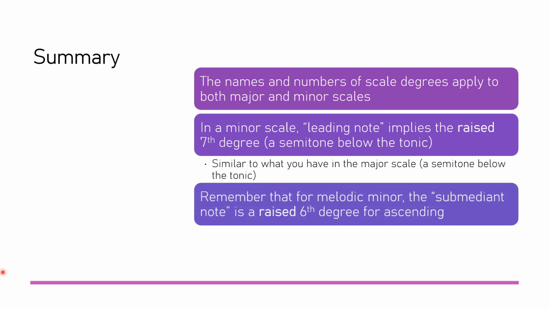Lastly, remember that for the melodic minor, the submediant is a raised 6th when ascending. Of course, in addition to the raised 7th, you also raise the 6th degree. So the submediant is raised for the melodic minor, but when you are descending, the 6th and the 7th degree that were originally raised during ascending are now naturalized. That's just the difference in terms of the degree names of the melodic minor and the harmonic minor. But otherwise, everything else is the same. You go from tonic, supertonic, then mediant, subdominant, dominant, submediant, and then you end with your leading note.